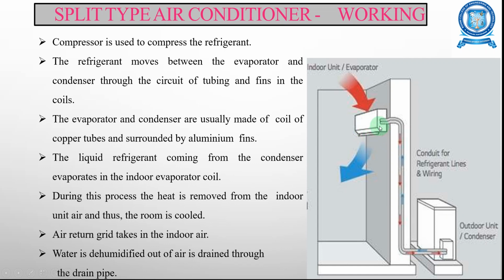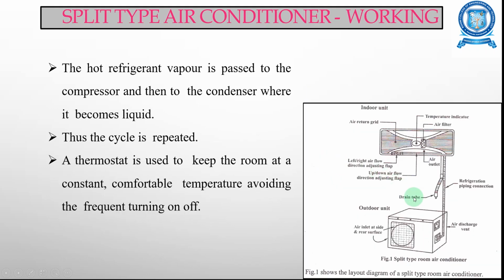The air return grid takes in the indoor air. Water is dehumidified out of the air and strained through the drain pipe. The hot refrigerant vapor is passed to the compressor and then to the condenser, where it becomes liquid. This cycle is repeated, and there is a thermostat to keep the room at a constant and comfortable temperature, which depends on avoiding frequent turning on and off.